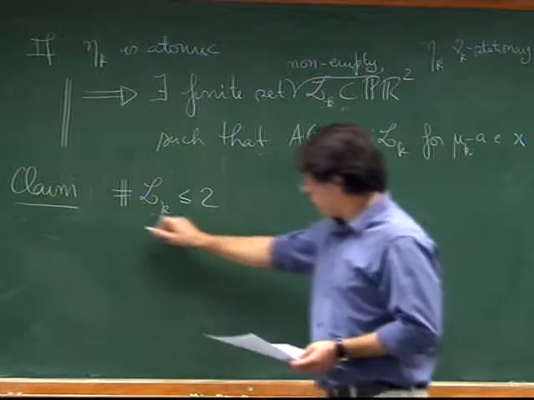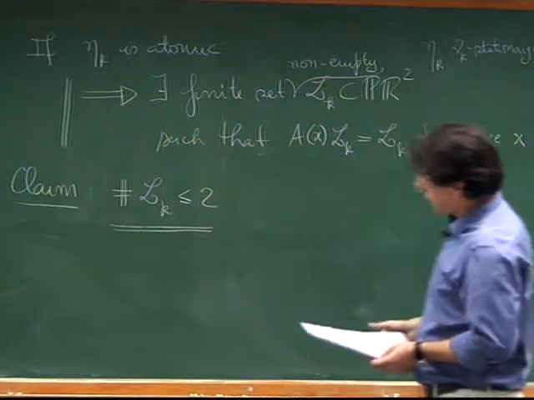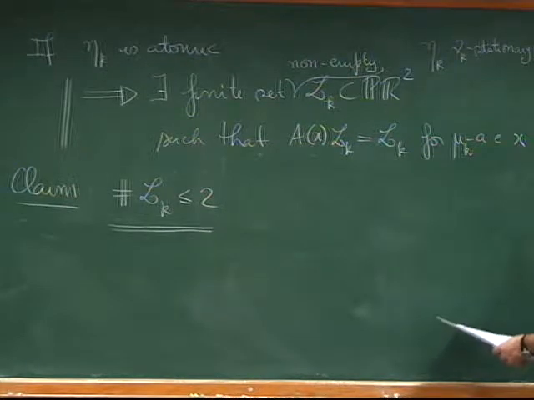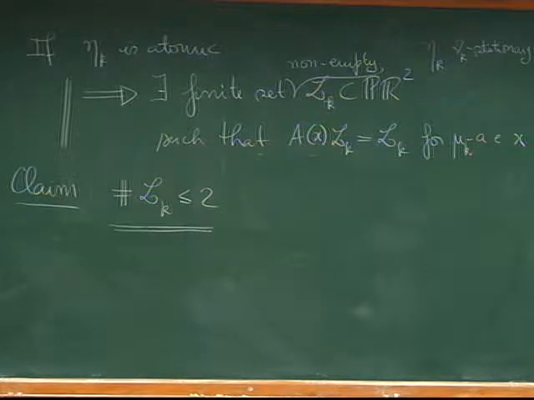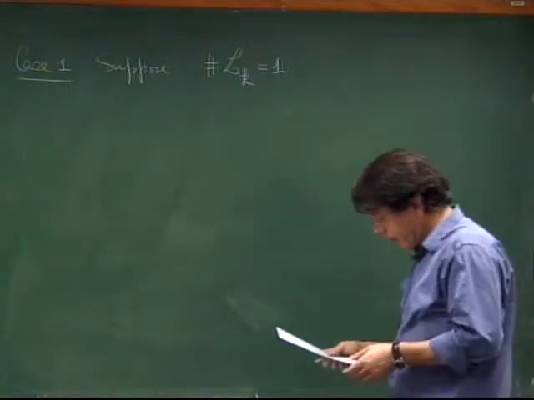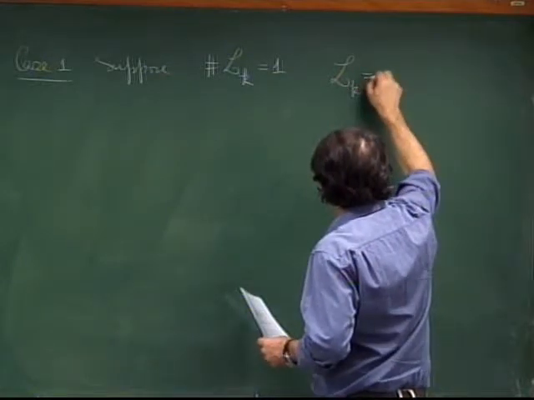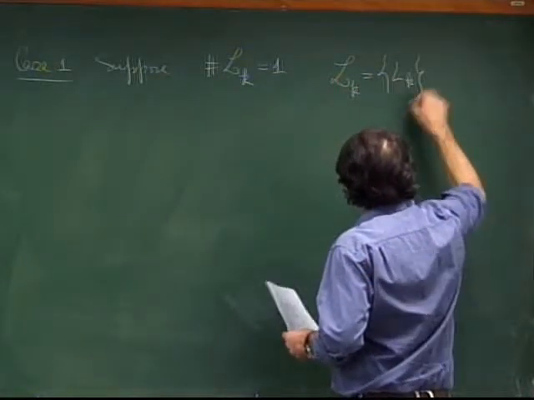So in two dimensions we have that this finite set has at most two elements, and then there are two cases. Case one. Suppose it has only one element. Okay, suppose it is just 1 point. Then you argue as follows. At this point, Lk consists of 1 point, one line.